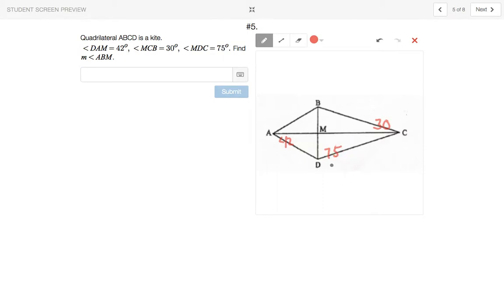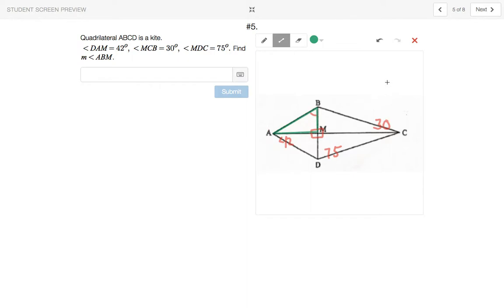Okay. Now, we also know that we've got four 90-degree angles on the inside because diagonals are perpendicular in a kite. Find the measure of angle ABM. That's this angle. Okay. Now, what we're going to do is we're really going to focus on, let's change colors here, this top left triangle.